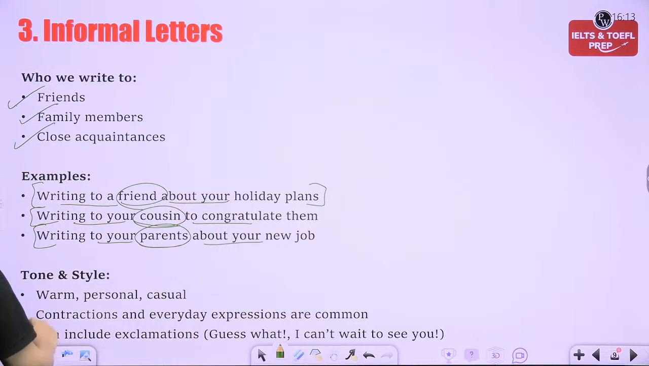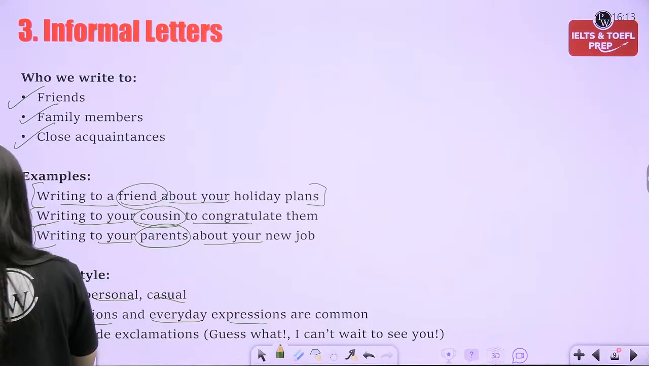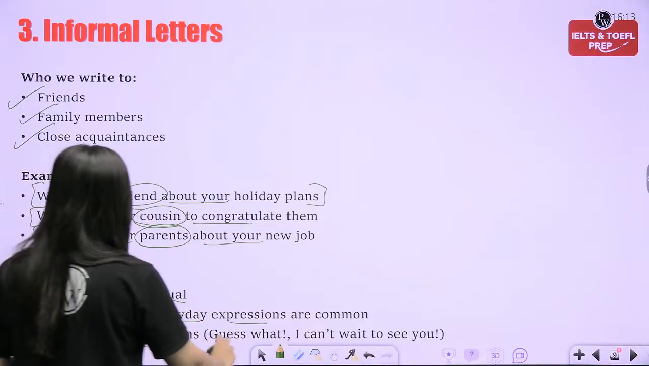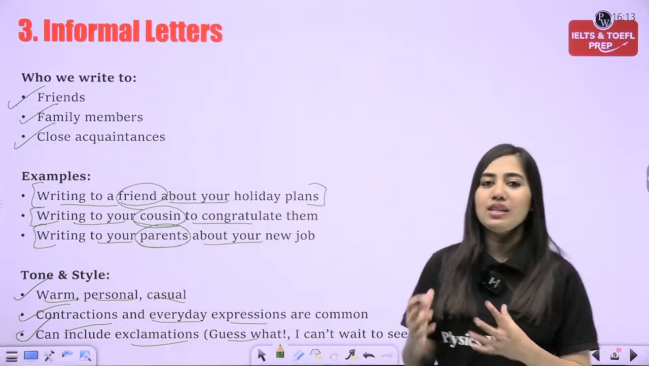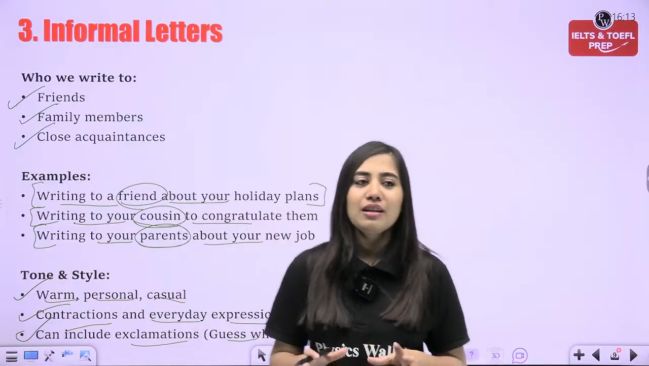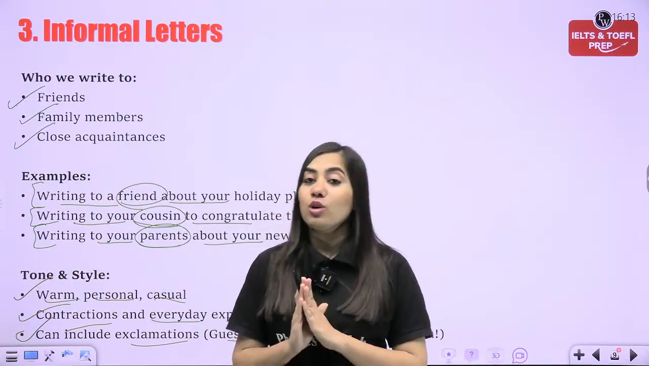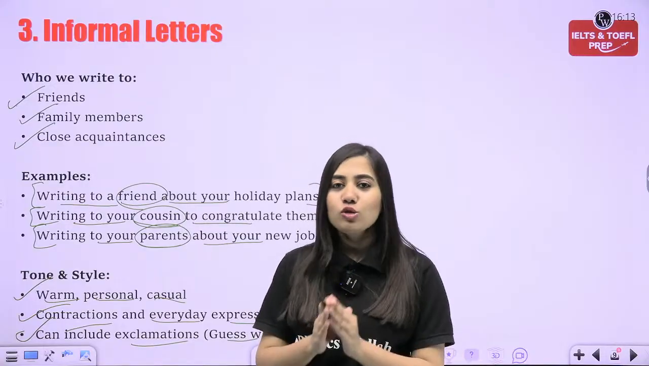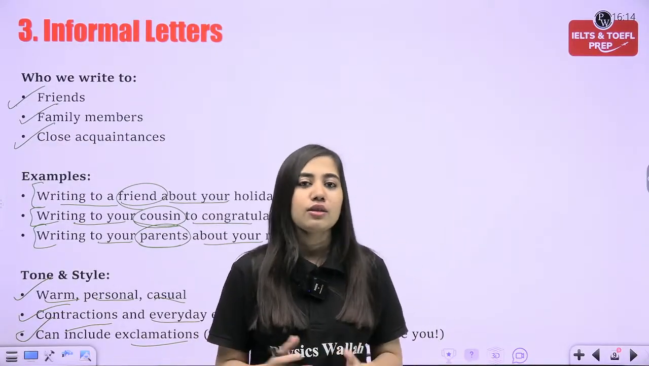So, tone and style would go like this. Warm, casual tone. Contractions and everyday expressions are common over here and can include exclamations like guess what, I can't wait to see you. All these sorts of things you can use since it's the informal type of letter. But yes, I would again repeat the same thing, try to maintain that balance. Don't go overly friendly in your write-up.